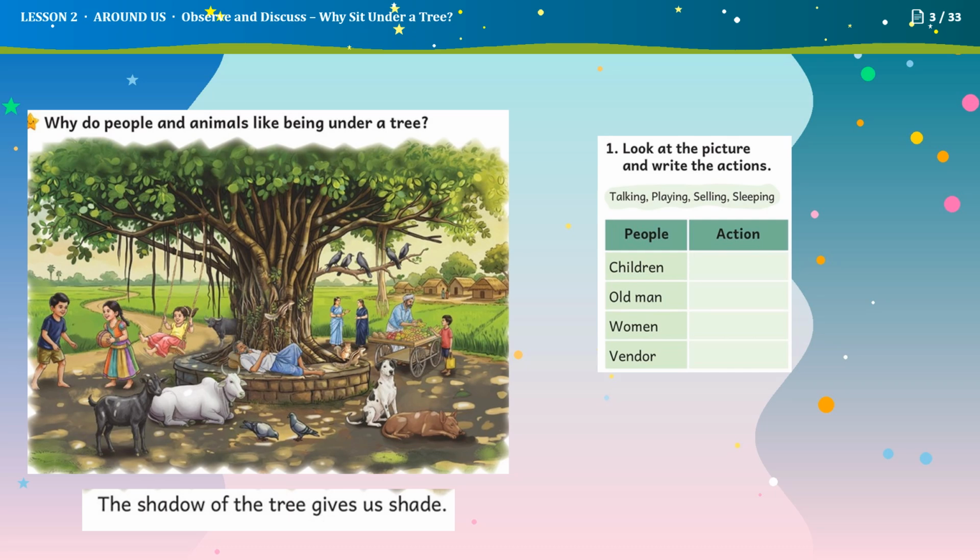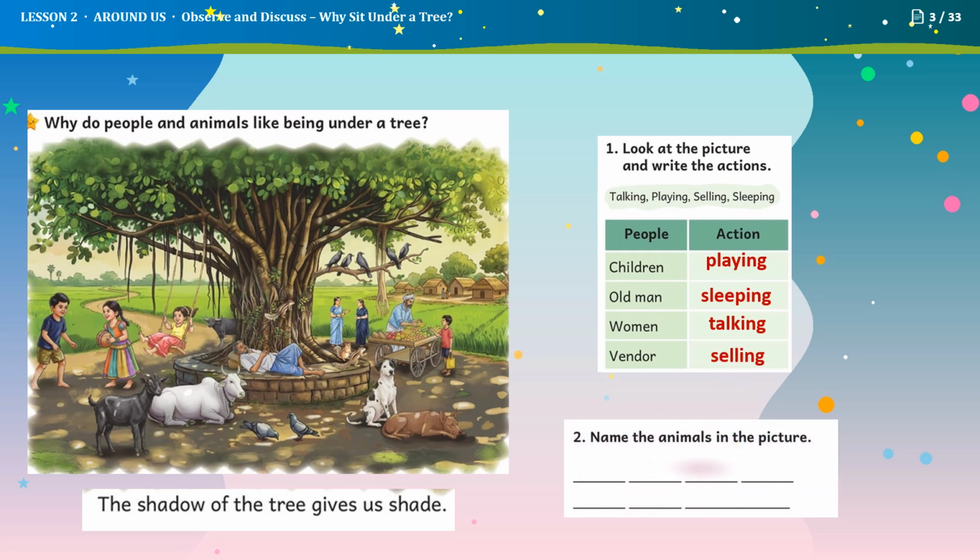Now looking at the picture, we have to write the actions of talking, playing, selling, sleeping. So the children are playing, old man sleeping, women talking, vendor selling. So name the animals in the picture. We have goat, cow, dogs, pigeons, crows.